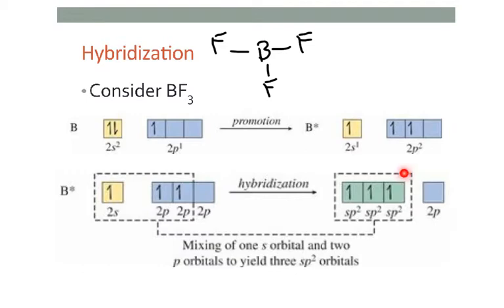Now, what did it take to make these hybrid orbitals? It took the s orbital as well as two of the p orbitals, which is why the hybrid orbital is now called sp2. As a result of the mixing of the orbitals, you now have 1, 2, 3 bonding sites for the three fluorines to come in and bond.